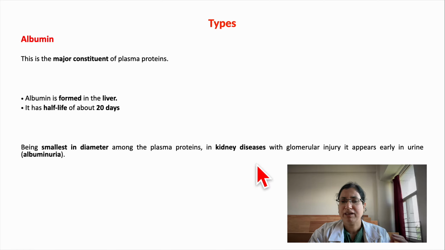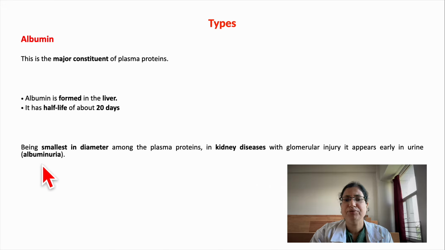The appearance of albumin in the urine is called albuminuria. Whenever there is damage to the kidney, this albumin, being small in diameter, will pass through the kidney and appear in the urine, and this is called albuminuria. So the appearance of albumin in the urine is a symptom of kidney disease.